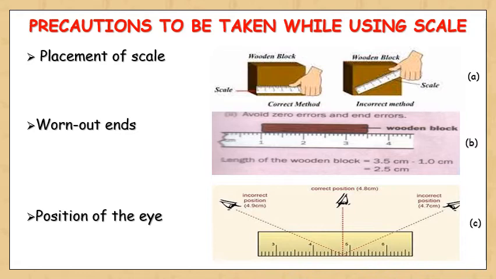Now the first is placement of scale. You know that the scale should be in direct contact with the object which is placed on a flat surface. It should be in direct contact. If we place it at an angle, then our reading will not be correct. You can see in figure A also. So the object should be in direct contact. If we put a scale at an angle, we will not get the reading correctly.